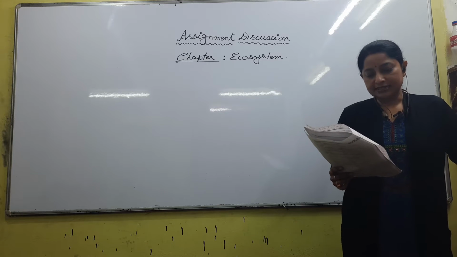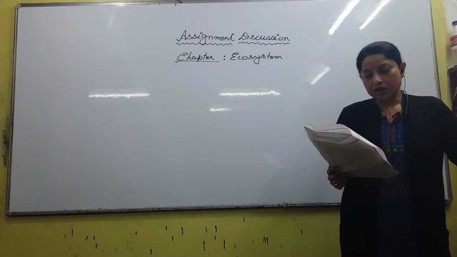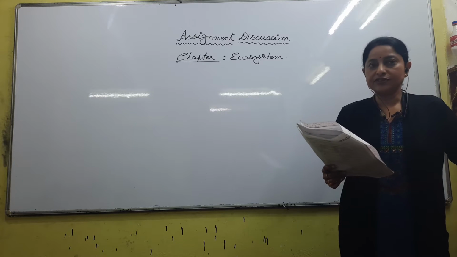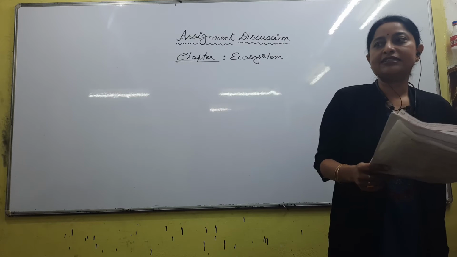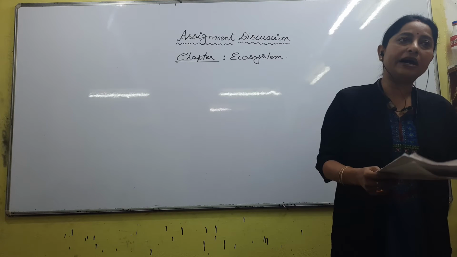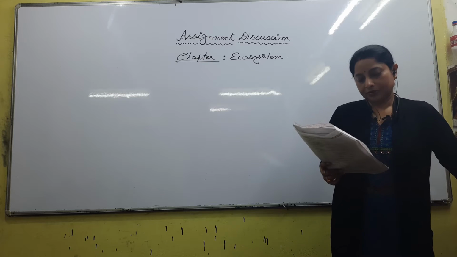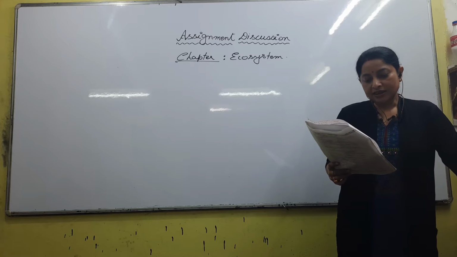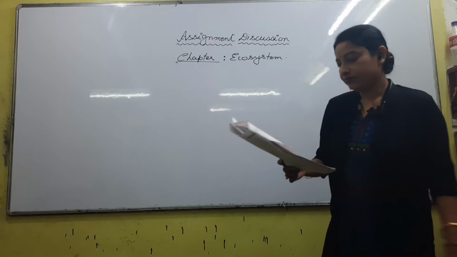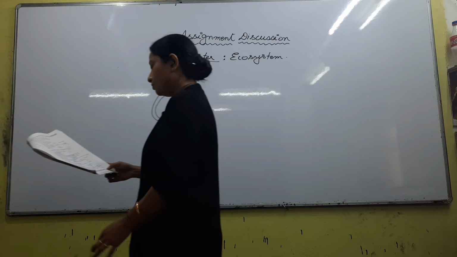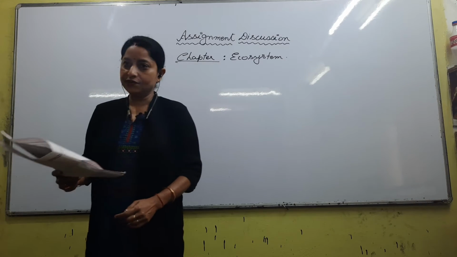First designed by Elton. The cybernetic of an ecosystem refers to, again this word is given, cybernetics means control mechanism, we are talking about feedback mechanism. 27. A food chain consists of producers, herbivores and carnivores.